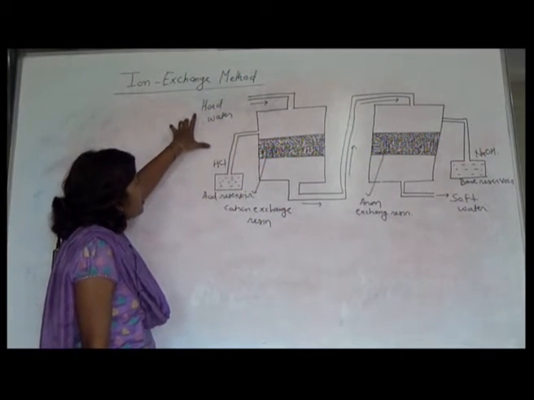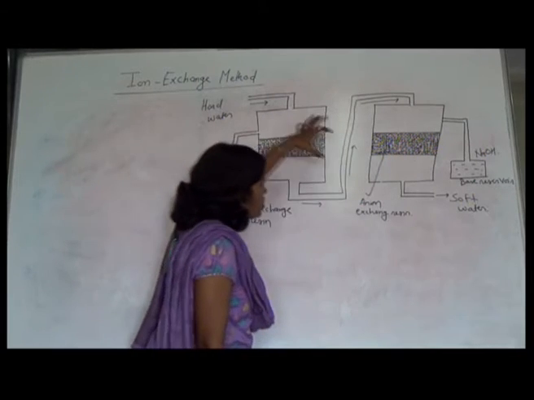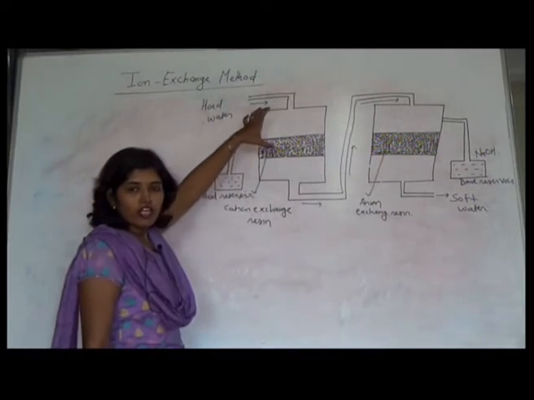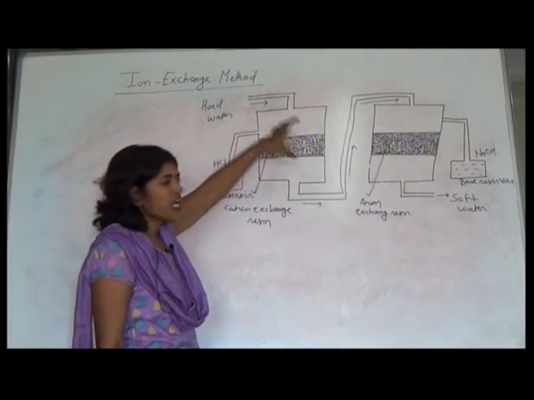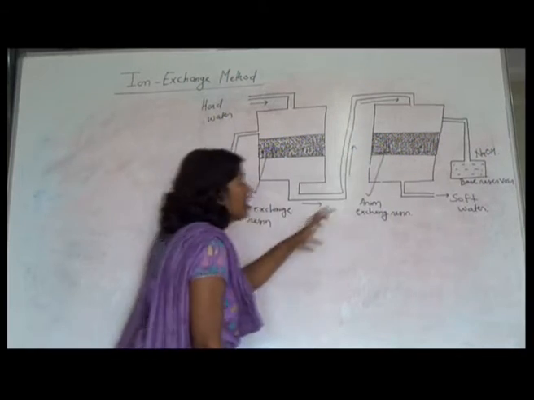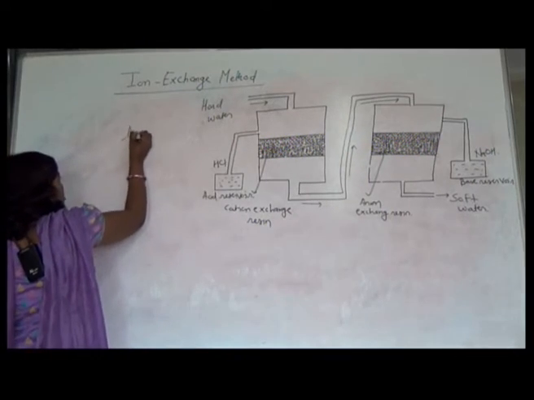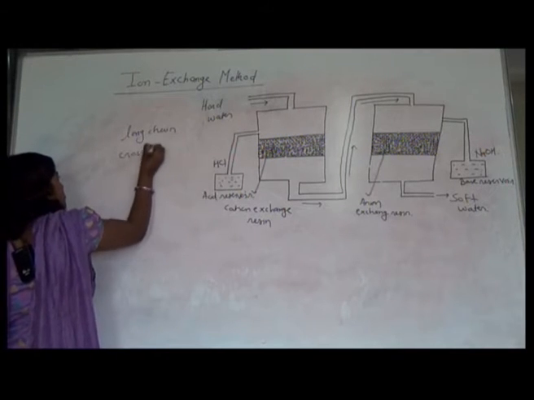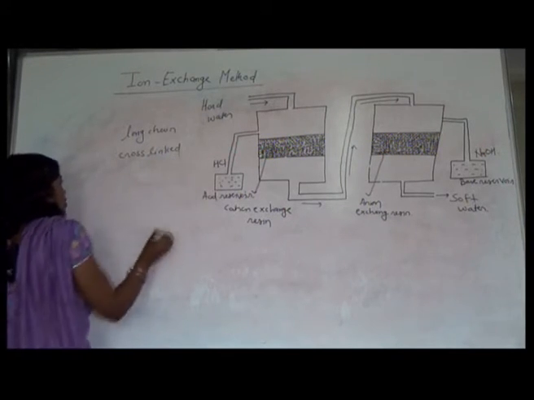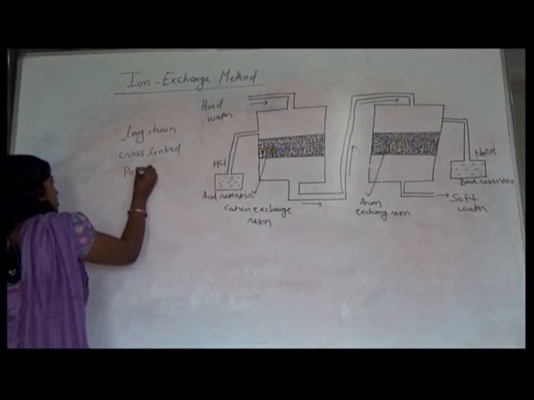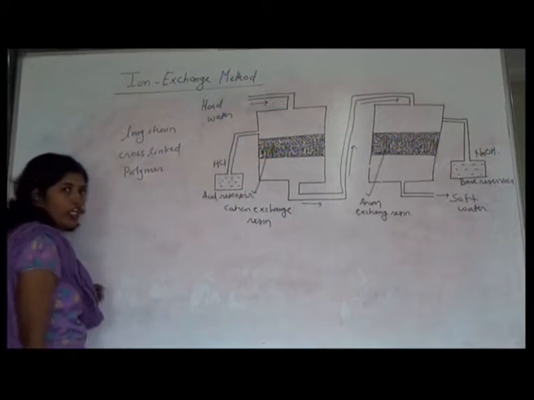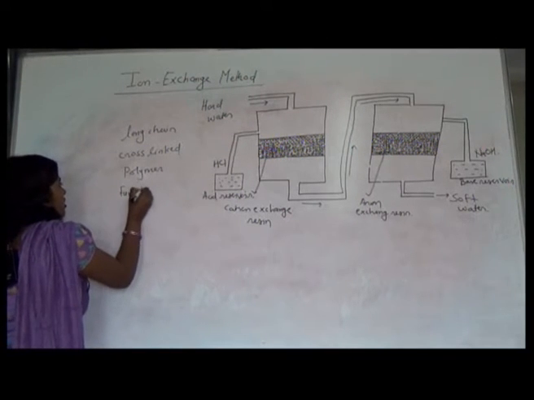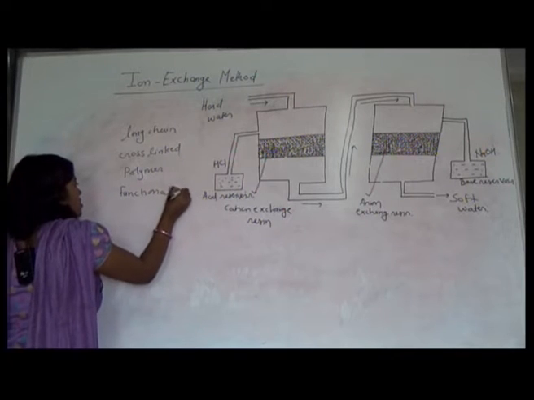Now let's see what these resins used here are. These are the ion exchange resins. What is the definition of an ion exchange resin? Ion exchange resins are long chain, cross-linked polymeric molecules attached with functional groups.